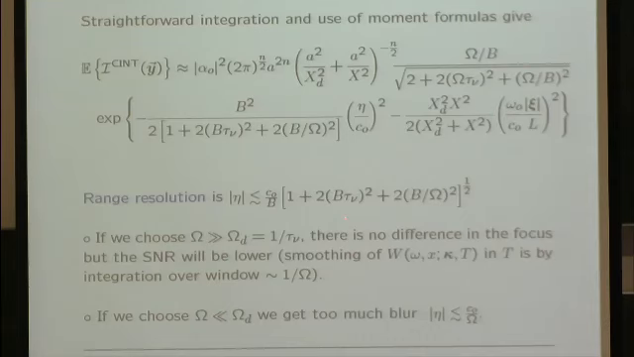When you analyze this carefully, I just don't have time to do it, but it's not difficult to do. You have this explicit expression, and you can try to see what happens if you choose omega, let's say, much bigger than omega d. So what does it mean, omega much bigger than omega d?